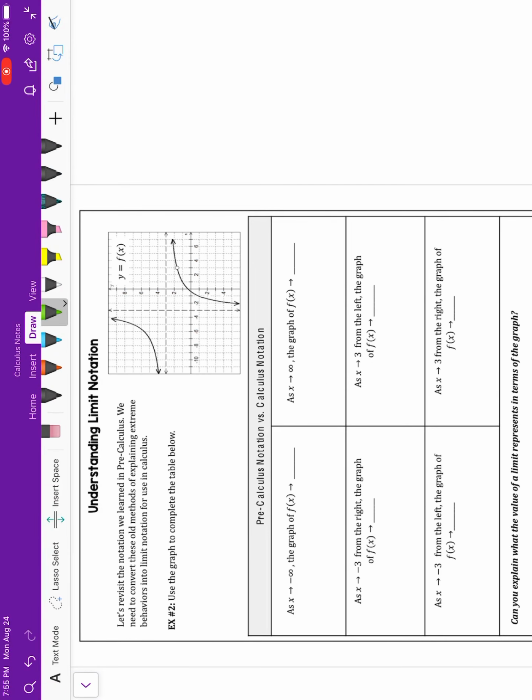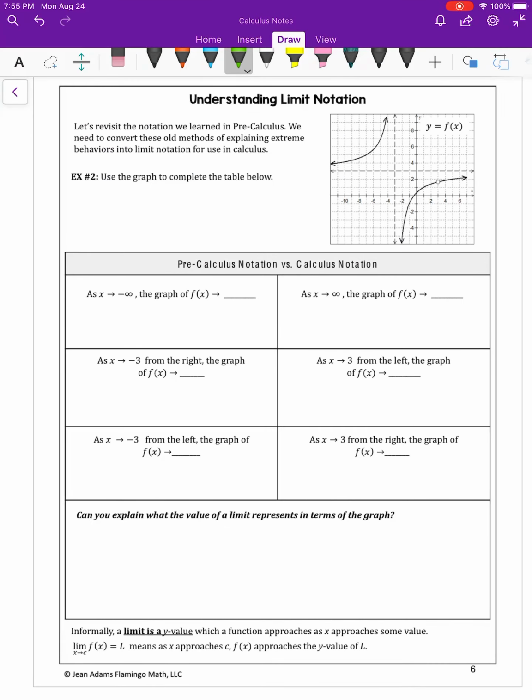Understanding limit notation. So let's revisit the notation we learned in pre-calculus. We need to convert these old methods of explaining extreme behaviors into limit notation for use in calculus. So example number 2, use the graph to complete the table below. So we're looking at a graph. We don't really have what the function is.